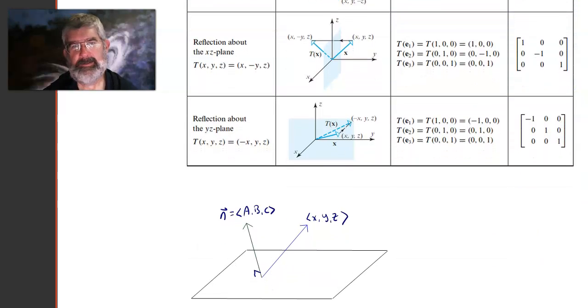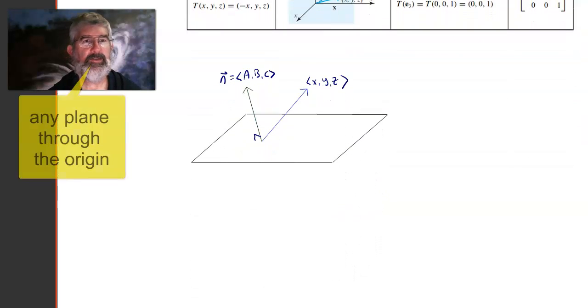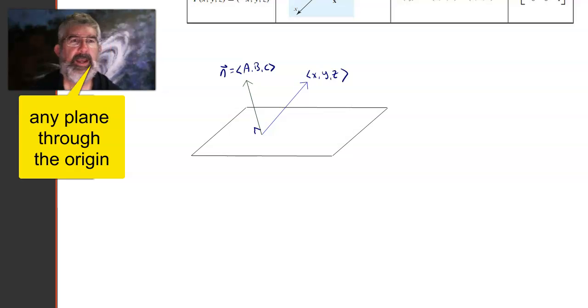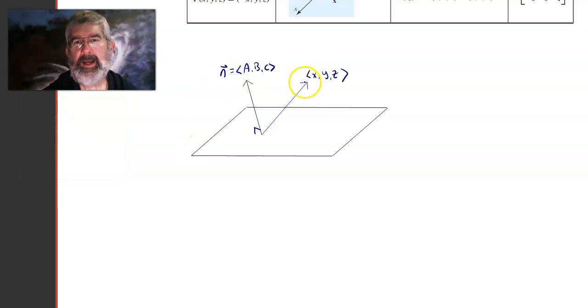Now, we could also reflect across any plane, and it looks like I'm ready to do that. I'm going to do that right here. What I have is I've got a plane in space here, and this is the normal vector, ABC. So that's perpendicular to this plane.